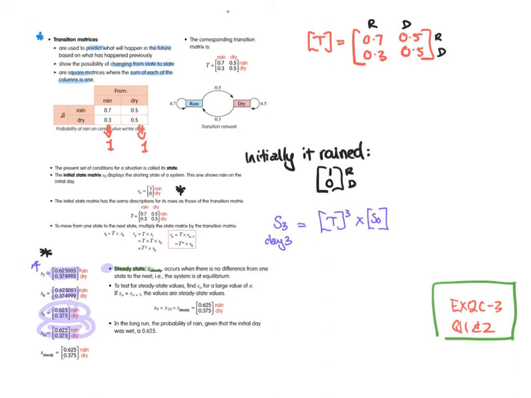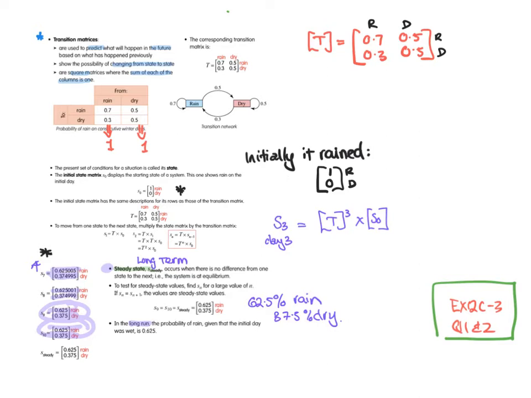So if they ask what's going to happen in the long term, which is another word they use instead of steady state, in worded questions you'll see that in the long term, the percentage that it'll rain will be, say, 62.5% in this place, wherever we're doing this study, and 37.5% that it's going to be dry. They've also used the words long run. So long term, long run, and steady state all mean the same thing.